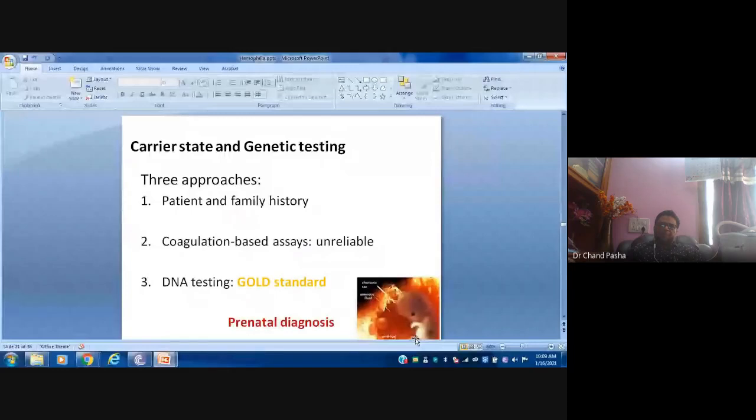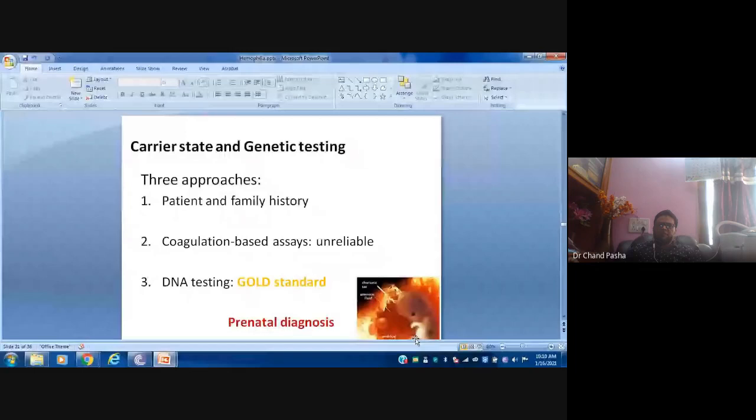So for particular factor 8 and factor 9, you take the DNA of a person and you do a PCR. If the gene is intact, if the perfect genes are there, then no problem. Otherwise, there is a possibility of the baby to be hemophilic. Generally, we do this not to everyone, but to the carriers, or if the father is hemophilic or there is a carrier. In such cases, we'll do this prenatal diagnosis.